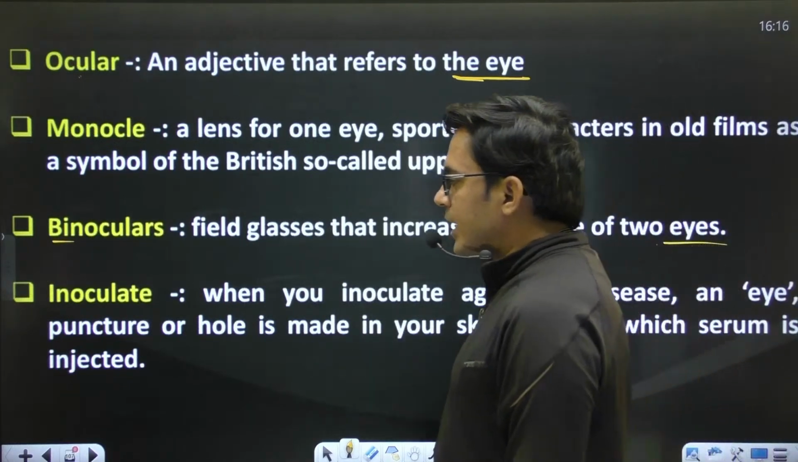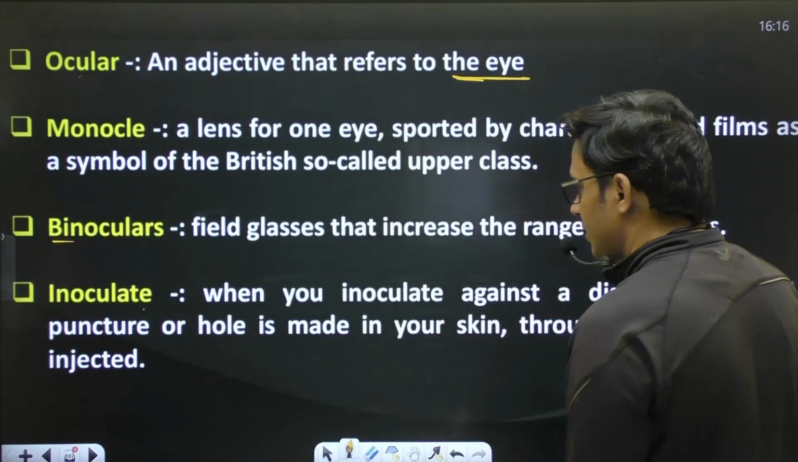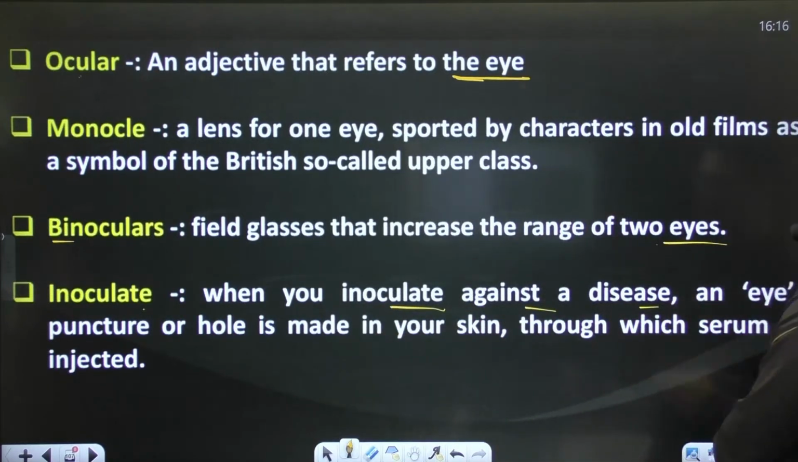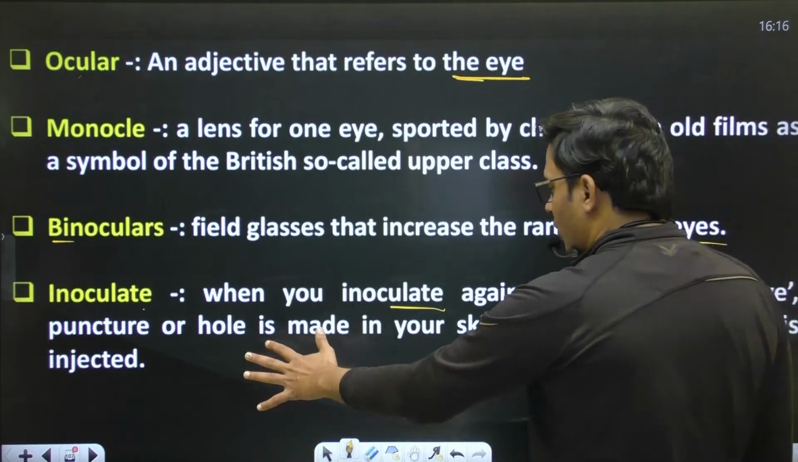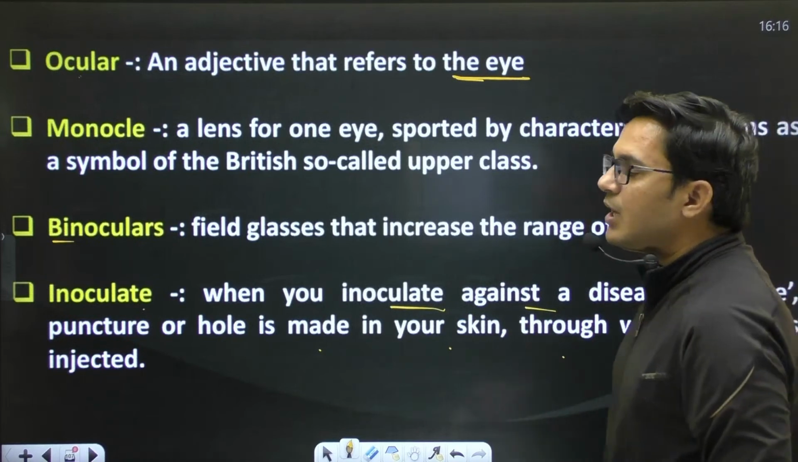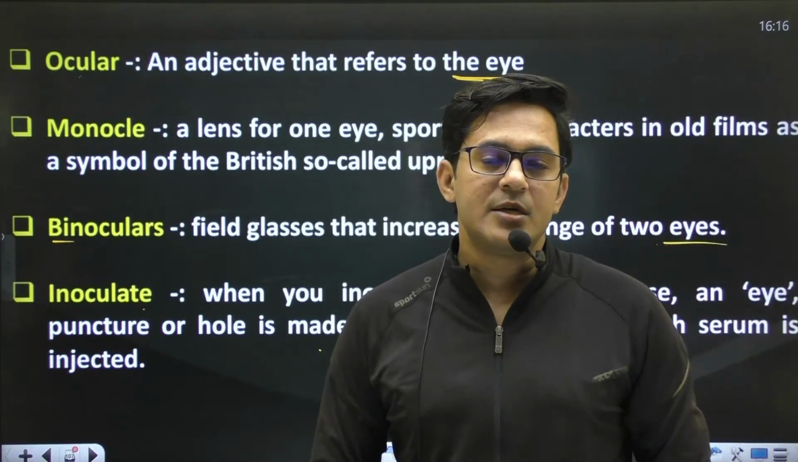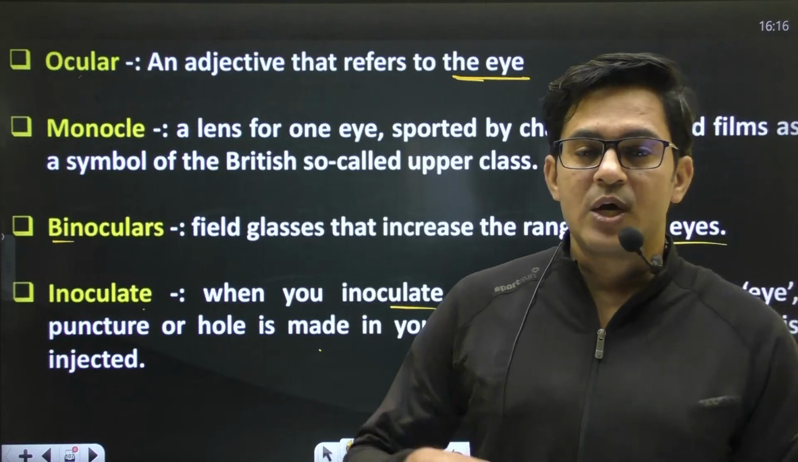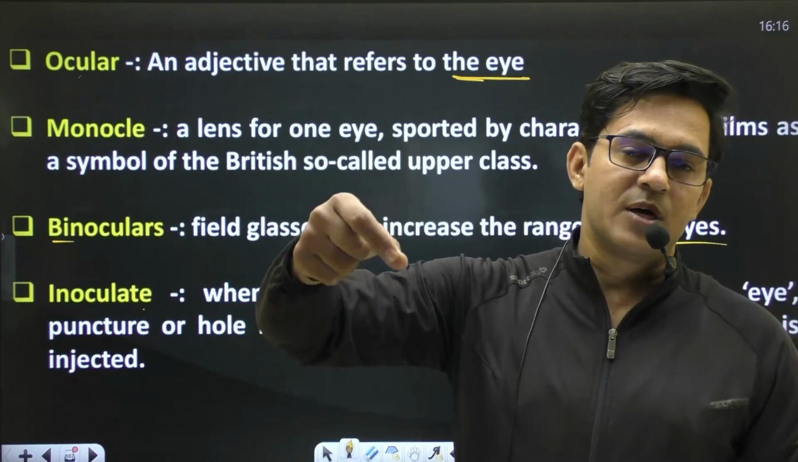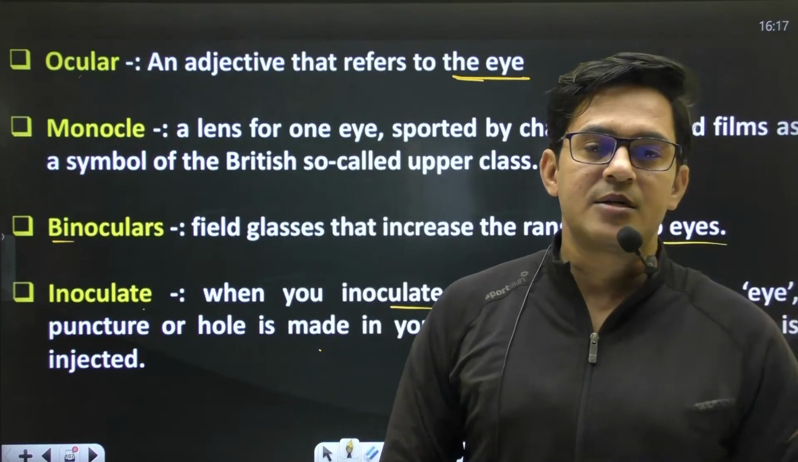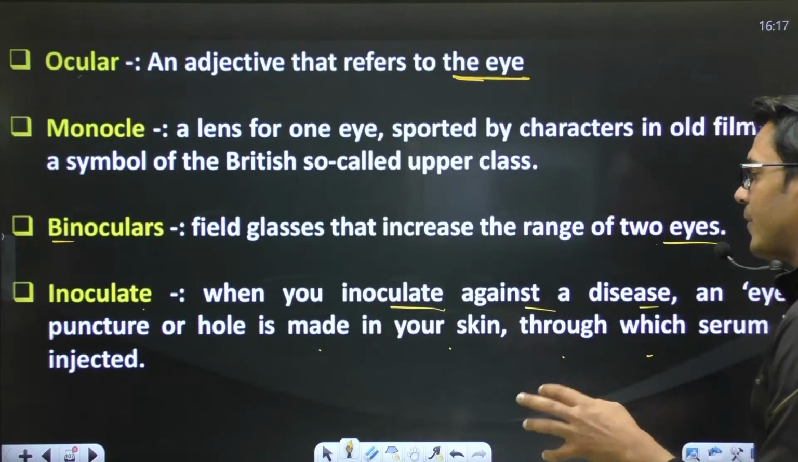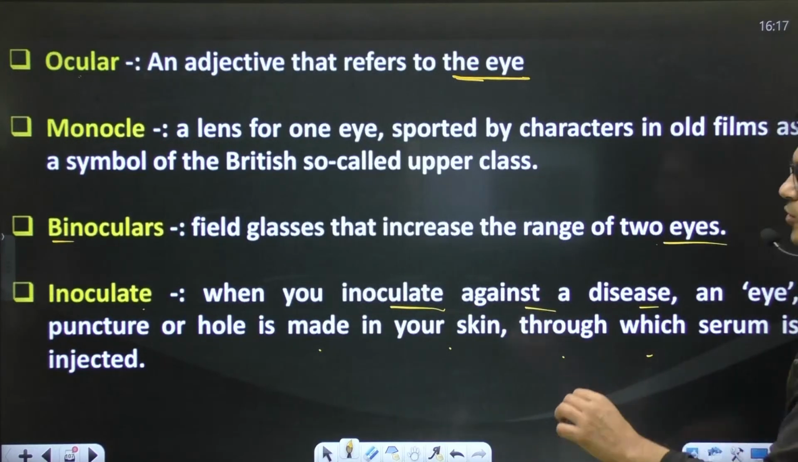Binoculars. Inoculate, this word is also nice. When you inoculate against a disease, an eye puncture or hole is made in your skin through which serum is injected. As I said, in some of the diseases, the doctor inoculates the skin, means he injects some needles under the skin and injects some serum inside that, right? So that process is to inoculate.